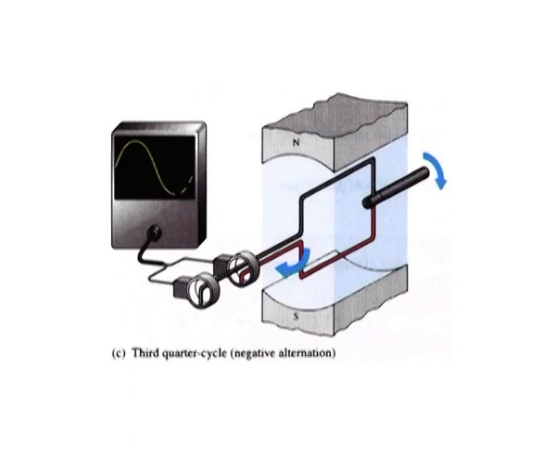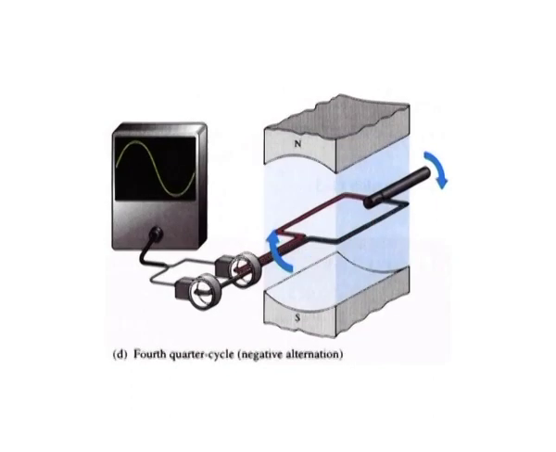After one complete revolution of the loop, one full cycle of the sinusoidal voltage has been produced. As the wire loop continues to rotate, repetitive cycles of the sine wave are generated.